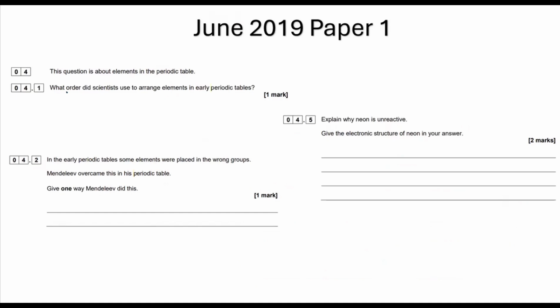This question is about elements in the periodic table. What order did scientists use to arrange elements in the early periodic table? Not the modern one, the early one. We call that the atomic weight. In the early periodic tables, some elements were placed in the wrong groups. Mendeleev overcame this in his periodic table. How did he do that? He left gaps. So he didn't force an element to belong into a group. He left gaps for undiscovered elements.